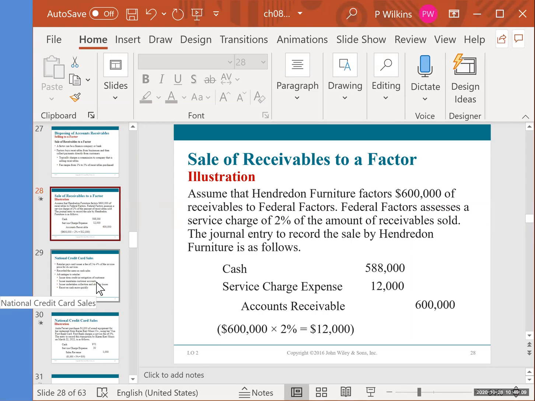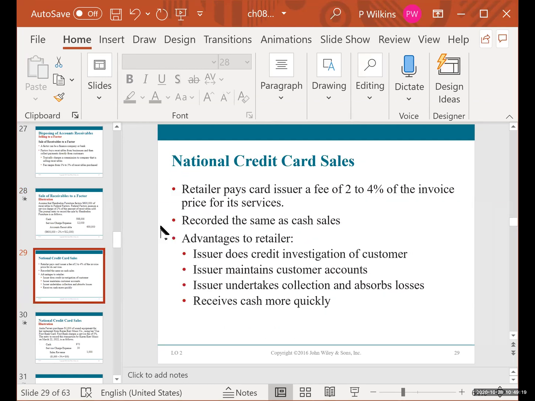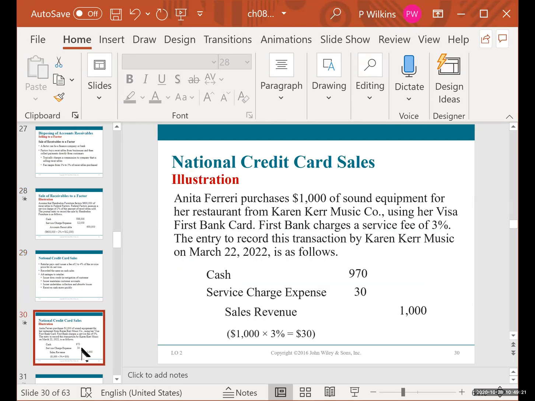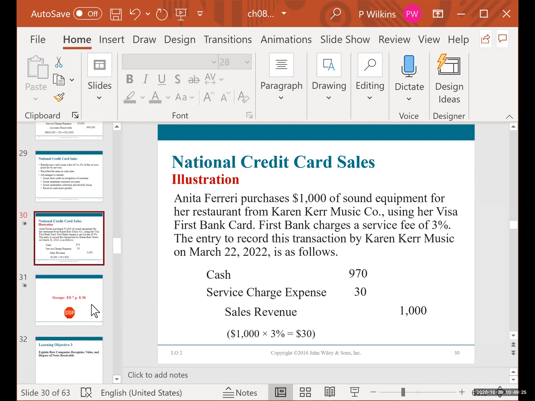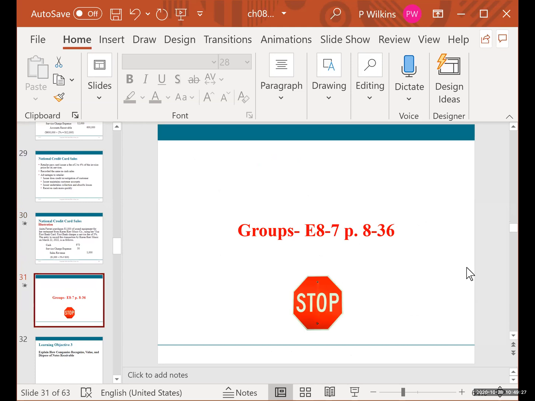It's not done a lot by small companies. It's really done a lot by big banks and things like that. Okay. This is just talking about credit card sales. We're not going to be covering credit card sales at all, so I'm not going to worry about that. And I think we're going to end with doing problem 8.7. And so I'm going to stop this and do a new recording.